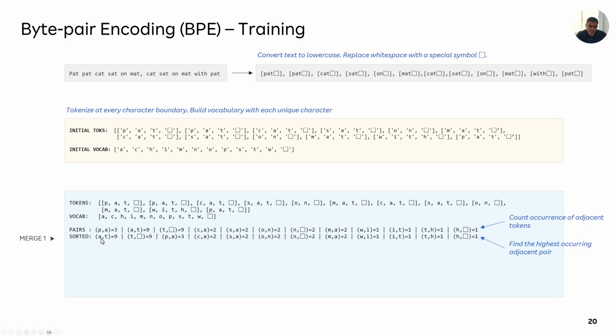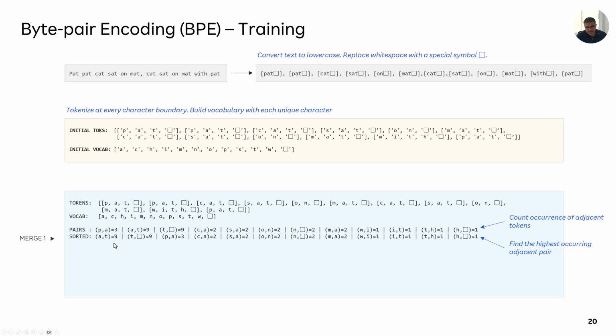Then I'm going to sort them. So I'm going to find out what that pair is that appears the most frequently, and I find out that AT appears the most frequently. So does T and white space and so on. But I'm going to pick, let's say, just the first pair that appears the most. Now I'm going to merge them.